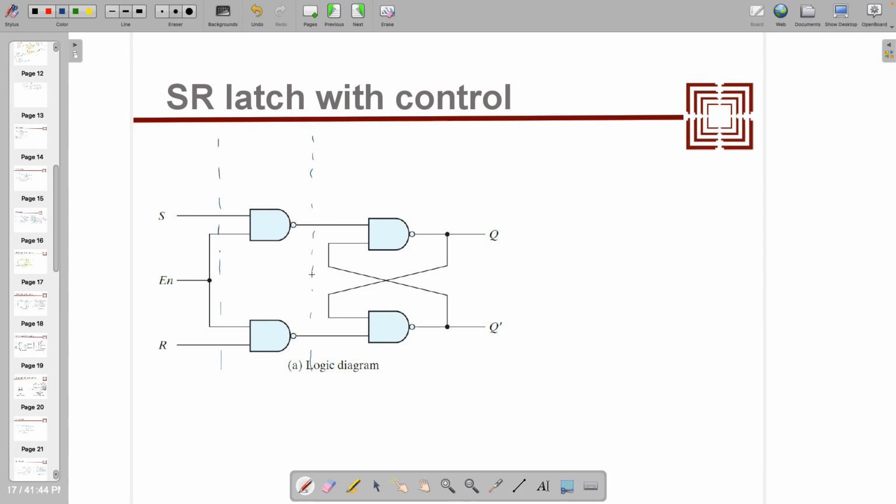So for this SR latch, which is again set and reset, to make it work, what should be the value of enable? EN is enable. What should be the value of enable in your opinion? If you are giving 0, then irrespective of what input you are giving, both the outputs are 1 and 1. If both are 1, in the case of NAND, the output is latched, right? Means it's not going to flip the output on the basis of set and reset inputs.